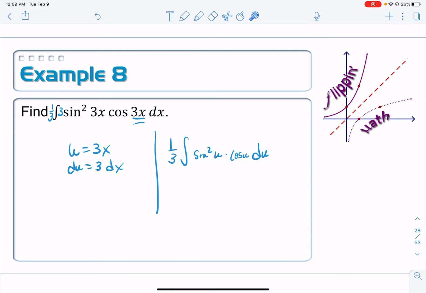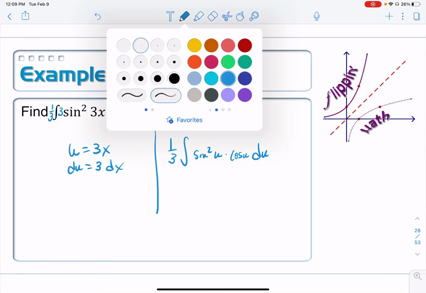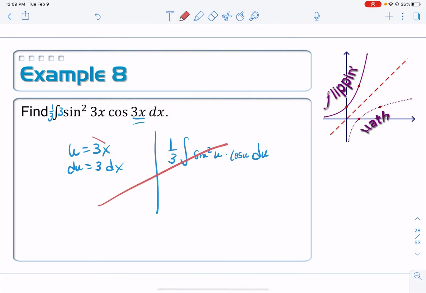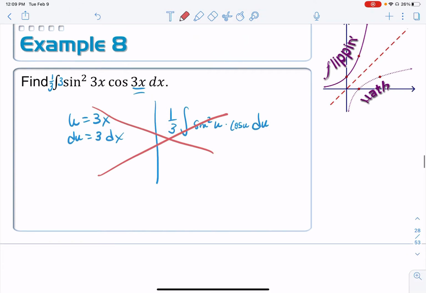Now I have a problem. I have a problem because I still have a composite function. I have sine inside of the squaring function, and then I also have it being multiplied times cosine. So what we did is we chose the wrong thing for u. It may have been the obvious choice, but it was the wrong choice.